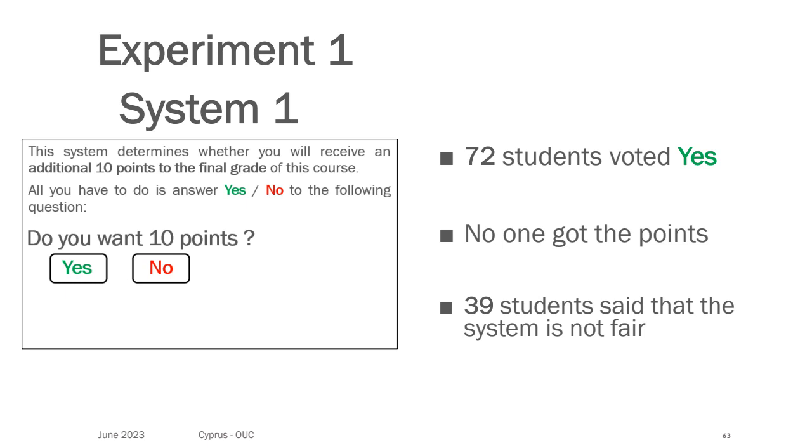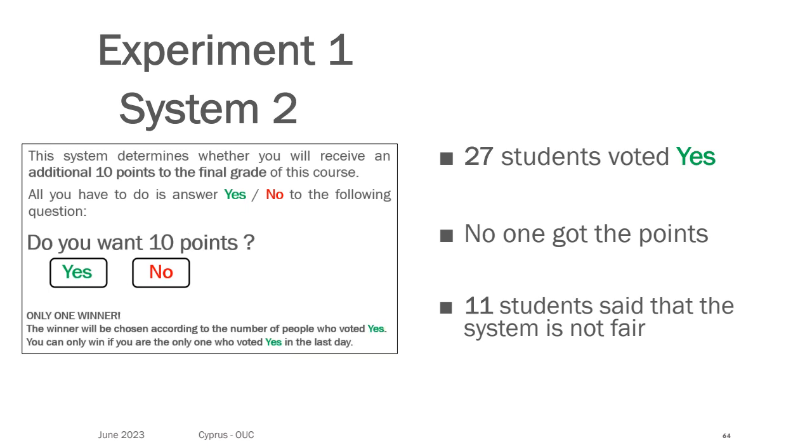Well, they were willing to respond. The second system, only 27 pressed yes. Maybe they were tired, maybe they realized, maybe they tried, but again, nobody got the points, but very few, or much less, thought that the system is unfair. That may be attributed to the explanation that they got, at least partially. Maybe they were lazy, it's another opportunity. But this is something that illustrates a bit, kind of intuitively, the issue of perception.